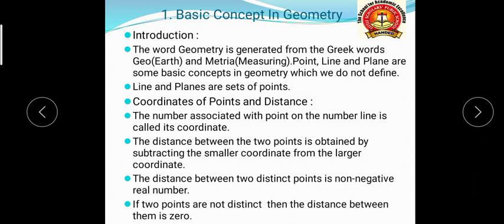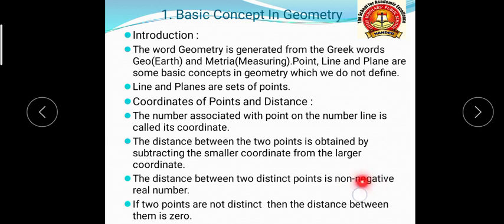Now, coordinate of the points and the distance. What is meant by coordinate? The number associated with a point on the line is called the coordinate. The distance between 2 points is obtained by subtracting the smaller coordinate from the larger coordinate. The distance between two distinct points is non-negative. It is always a real number, but non-negative.